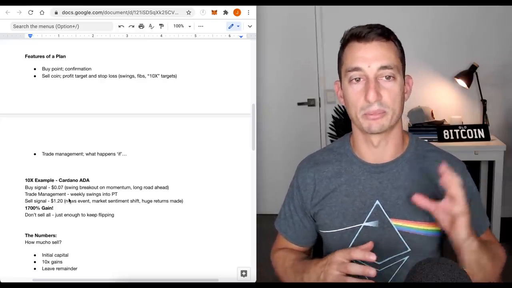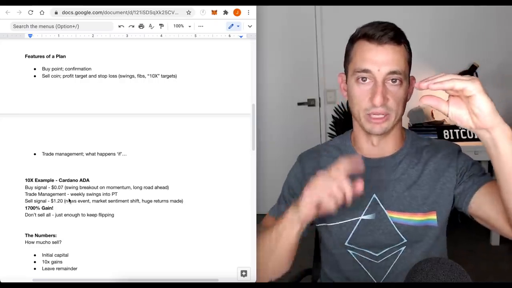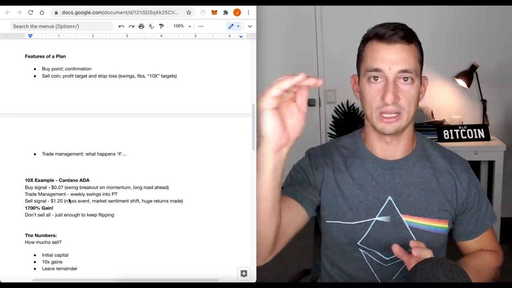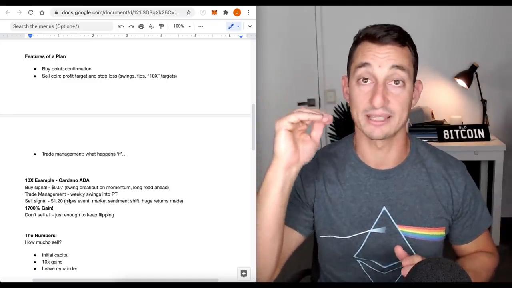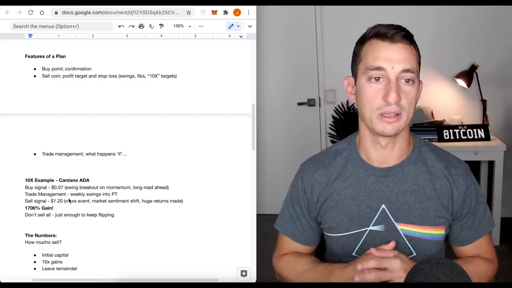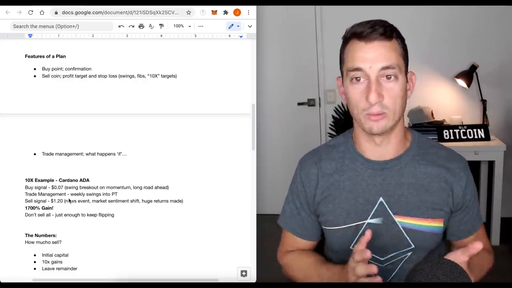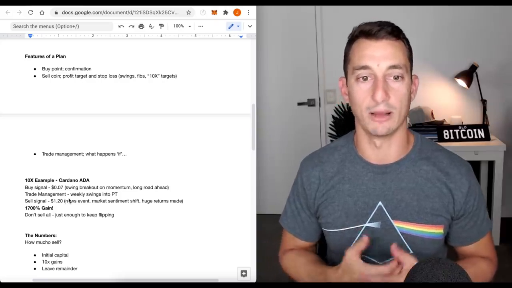So selling a coin, we've got a profit target in mind. What is that? Is that we're going to exit on a swing? We're going to exit at a Fibonacci level? Do we just have a 5x, a 10x, a 20x in mind and just sell no matter what? Trade management: what happens if the market isn't going the way we expect it to? When do we get out? What do we look at?